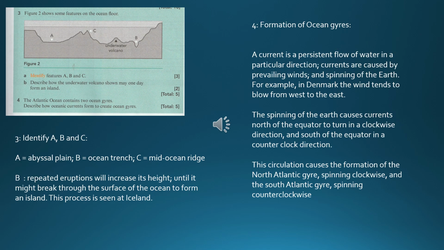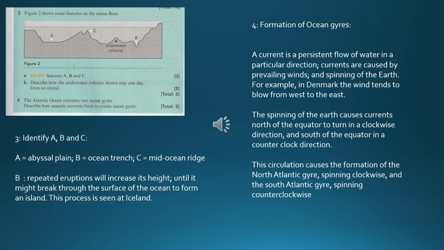All right, so on to our last question here. We are asked to identify feature A, B, and C. Just notice that B and C are placed in opposite order here. A is the abyssal plain, B is an ocean trench, and C is a mid-ocean ridge. And then they ask, how might an underwater volcano shown here one day form an island?